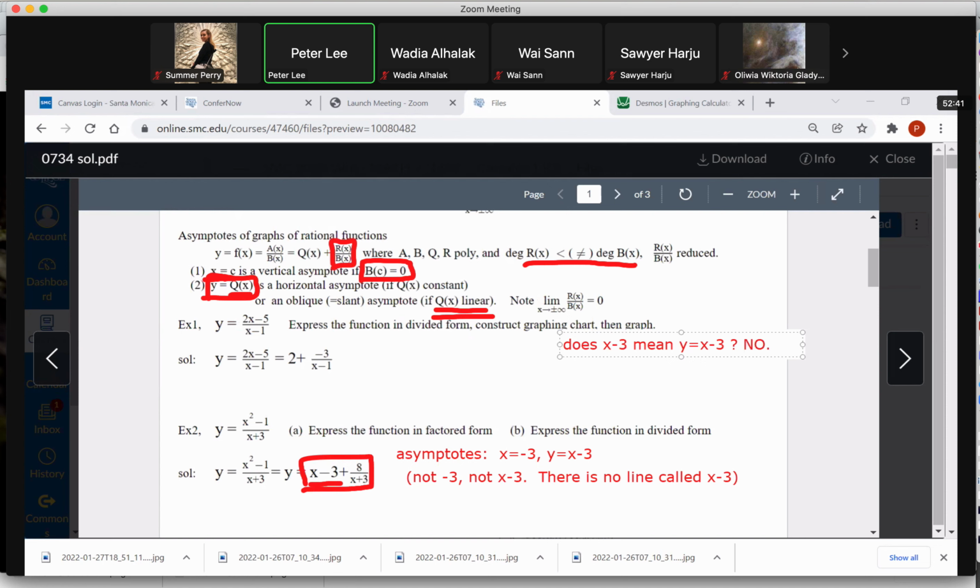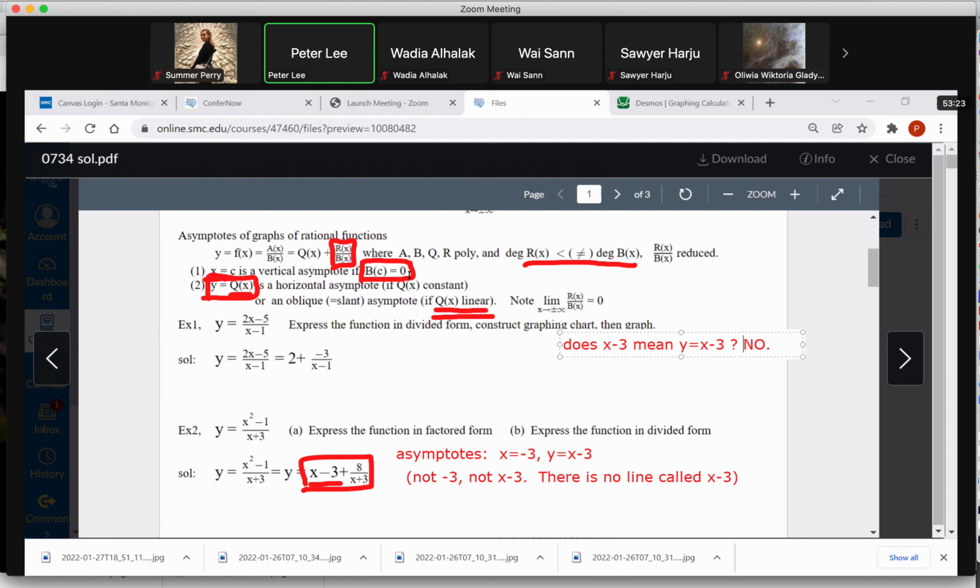So x minus 3 is an expression, whereas y equals x minus 3 is an equation. Their structure mathematically is different. X minus 3 does not mean y equals x minus 3. So don't make a mistake here. There is no line called x minus 3. By the way, asymptotes are lines, and therefore the asymptotes must be line equations. Negative 3 is not a line. X minus 3 is not a line. If you give me any of those, then you get a 0 right away. Don't tell me that's too much penalty. Well, it's wrong.